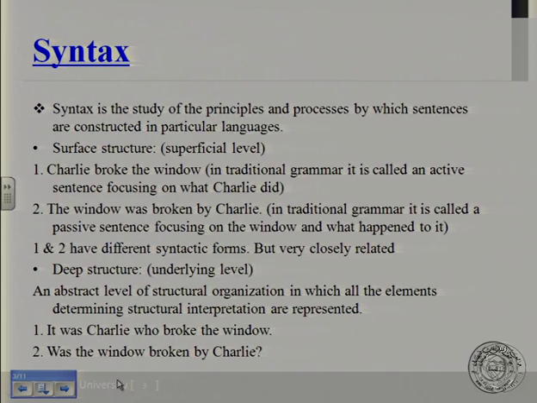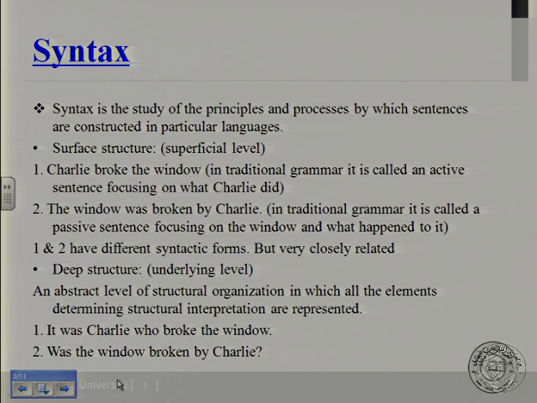First of all, let us define syntax. Syntax is the study of the principles and processes by which sentences are constructed in particular languages. Now, here we have two types, surface structure and deep structure: surface meaning and deep meaning of any sentence.